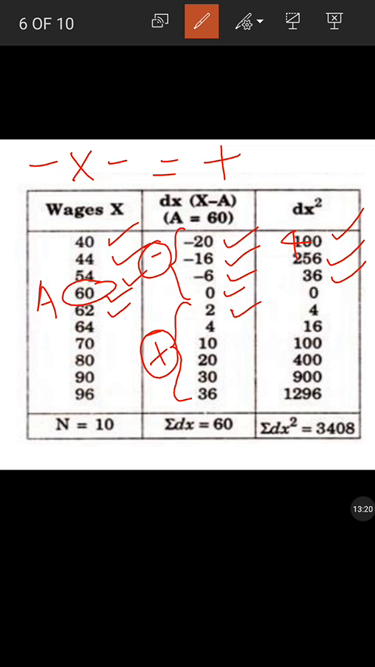So minus 20 into minus 20, the first value, is 400. Next, minus 16 into minus 16 is plus 256. The third value, minus 6 into minus 6, is plus 36. Similarly we have to calculate all the square values, that is dx into dx: 20 into 20, 16 into 16, 6 into 6. So all the values under dx square will be positive, because a square always becomes positive. So the total is 3408 and here summation dx is 60.